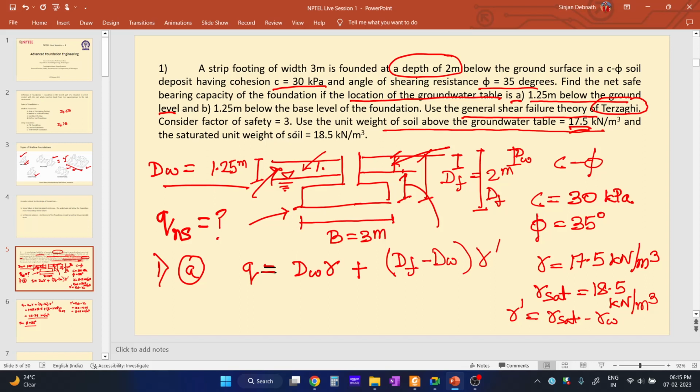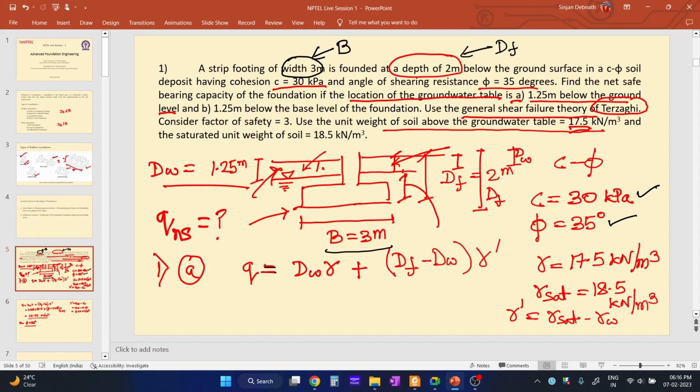Shall I explain all the things once again? Yes, sure, sir, please. So you see, what is the question? A strip footing of width 3 meter. This is the B value. It is founded at a depth of 2 meter. This one is Df, the depth of the foundation below the ground surface, in a c-phi soil deposit having cohesion equal to 30 kPa. This is the cohesion I have written over here, and angle of shearing resistance phi equal to 35 degrees.